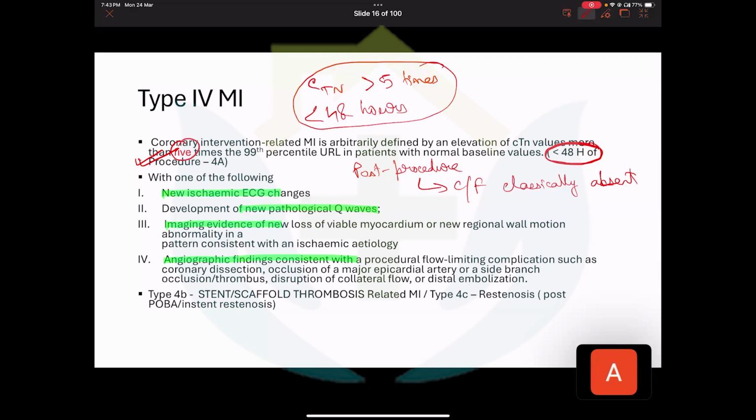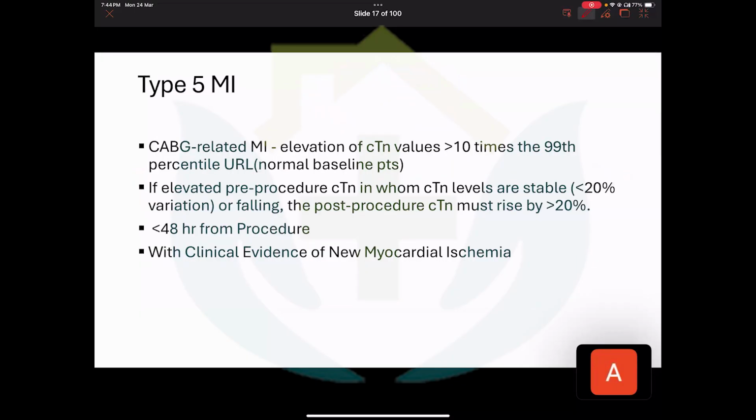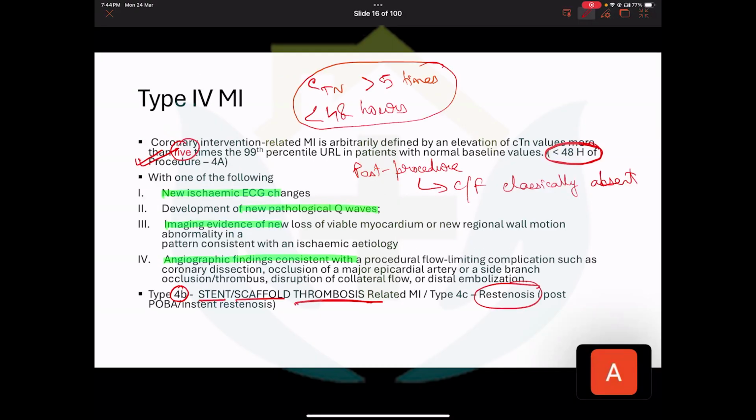I hope my screen is visible, right? Type 4B. So 4A is these things, and in 4B, the cardiologist has already placed a stent or a scaffold and a thrombosis has occurred there, that is, a restenosis has occurred. And type 5 is almost the same thing. It is just post CABG, and there the cutoff is more than 10 times, whereas here it is 5 times. It is the same, less than 48 hours, and the clinical criteria are the same.